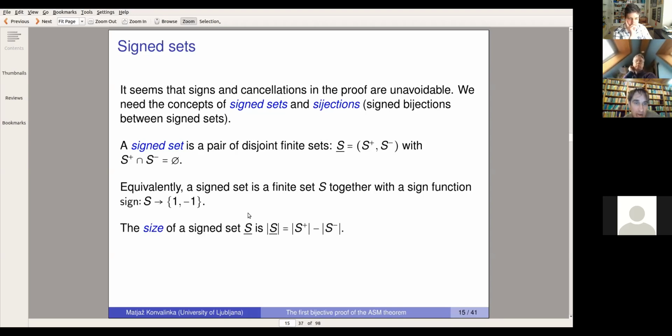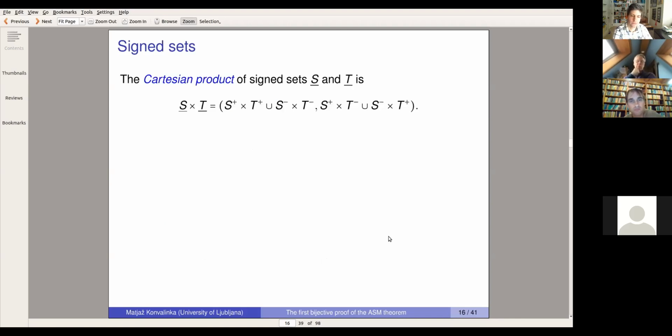Okay, what is the size of a signed set? That's the same as signed enumeration I talked about before. You take the size of the positive part and subtract the size of the negative part. Also, the opposite of a signed set is something very natural: just switch the two sets. There are many other things you can do, like Cartesian product. So these are pairs. Which pairs are positive? Either both components are positive or both are negative. And otherwise, you have a negative pair.